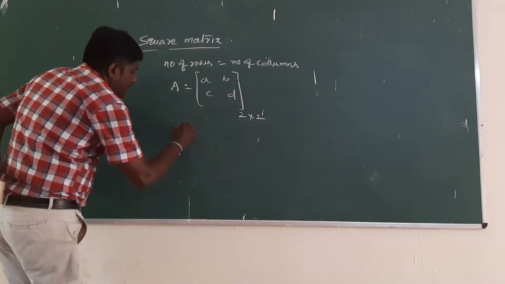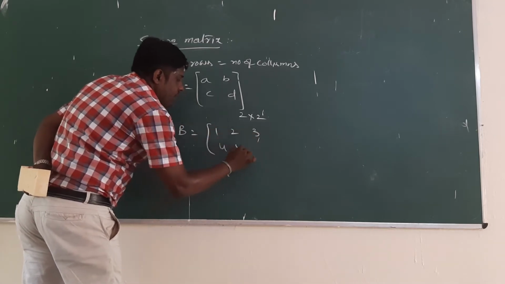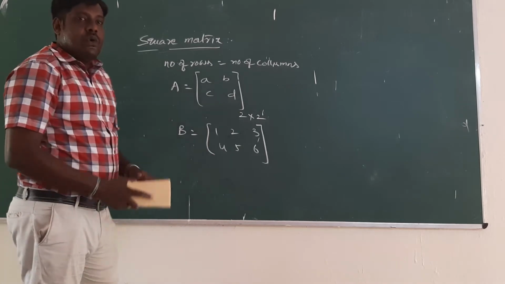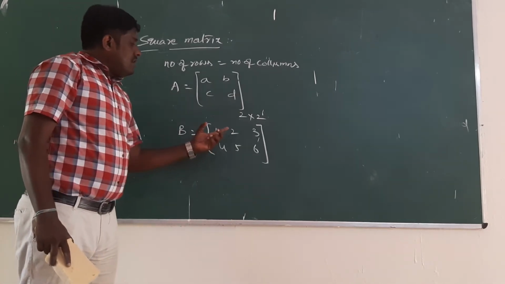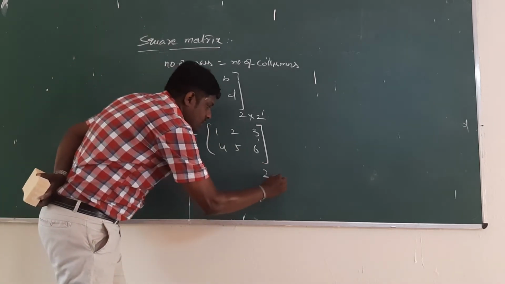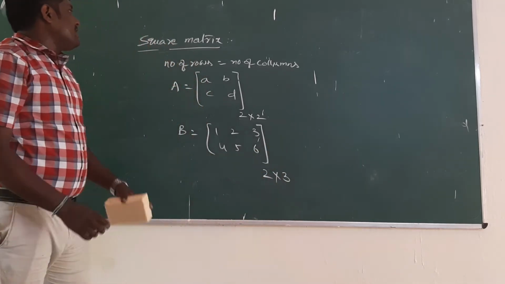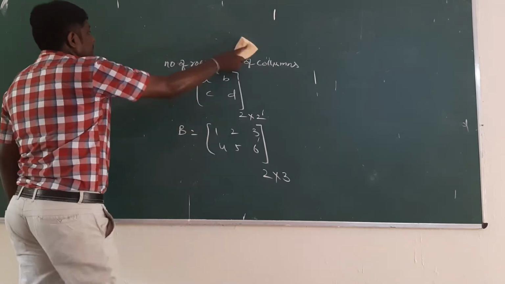Okay, see one more example: 1, 2, 3, 4, 5, 6. Is it a square matrix? No, because here the number of rows is not equal to the number of columns. The number of rows is 2 and the number of columns is 3. So it is not a square matrix. It is called a rectangular matrix.